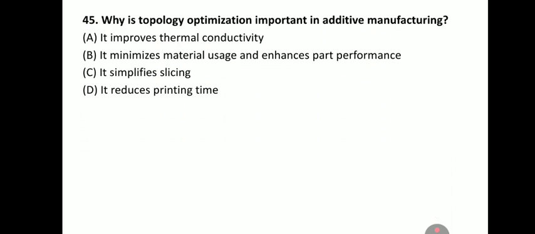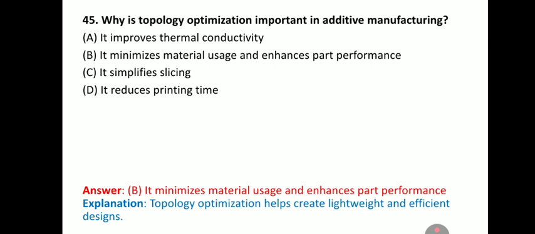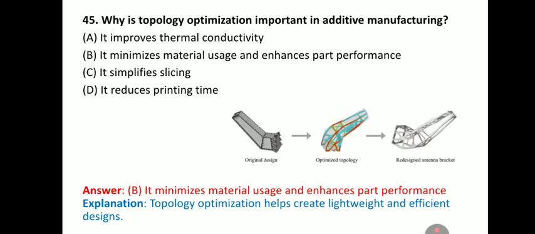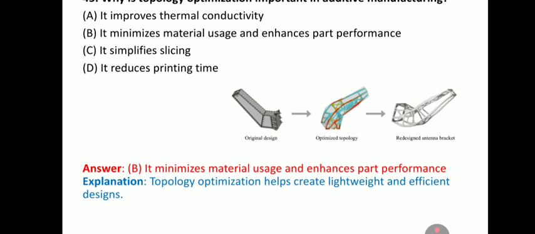Next question, why is topology optimization important in additive manufacturing? The answer is it minimizes material usage and enhances part performance. So this is topology optimization. Here you can see less material is used and with the same strength the component is manufactured.